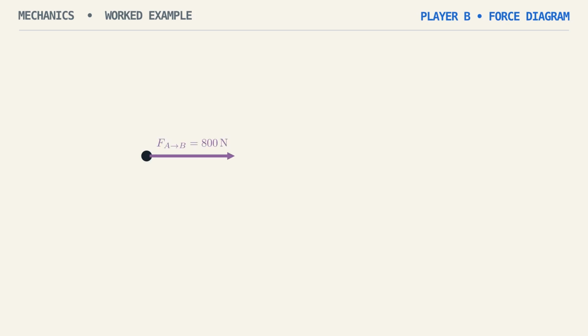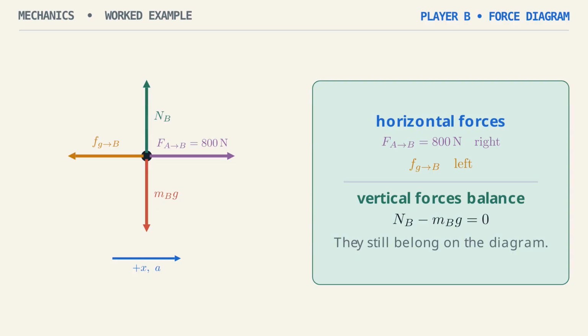Now, isolate player B. Player A pushes him rightward with 800 newtons, while the grass exerts friction leftward on his feet. Weight acts downward, and the normal force from the ground acts upward. The vertical forces balance because player B has no vertical acceleration. They will disappear from the horizontal equation, but showing them keeps the free body diagram complete. Only forces acting on player B belong here.